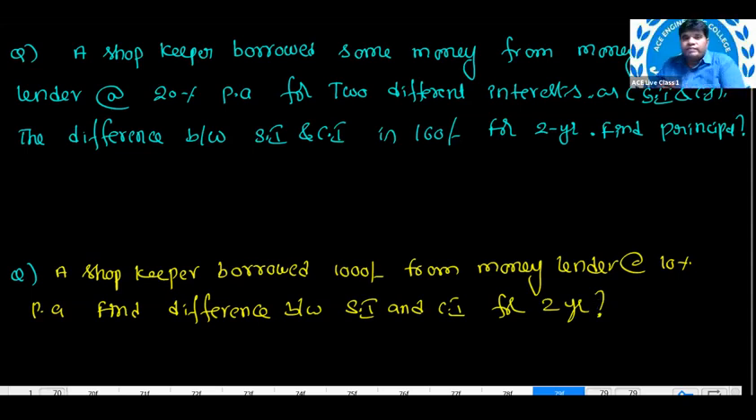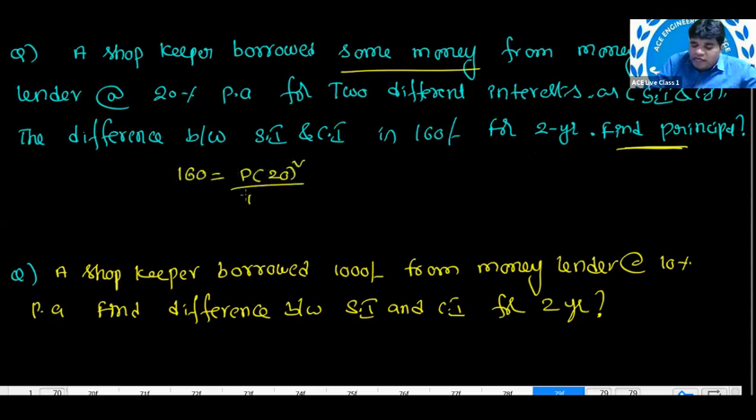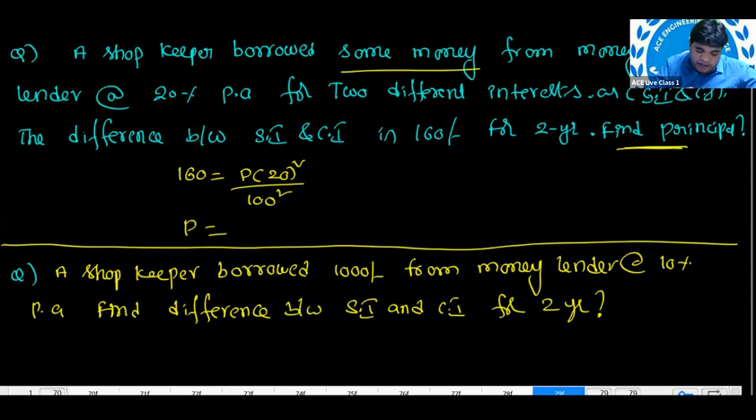Okay, tell me the answer. A shopkeeper borrowed some money at 10% per annum, 20% per annum, for two different interests as simple interest and compound interest. The difference between S and C is 160 rupees for 2 years. Find the principal. Just now we were given the formula. Difference 160, principal you don't know, rate square 20 square upon 100 square. Simplify and tell me the P value.